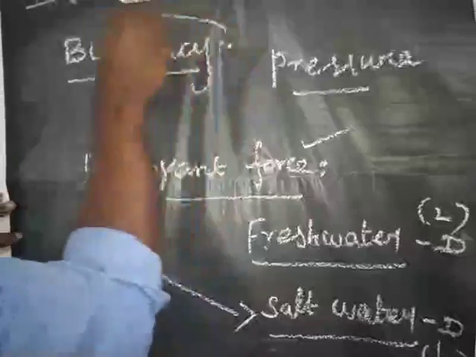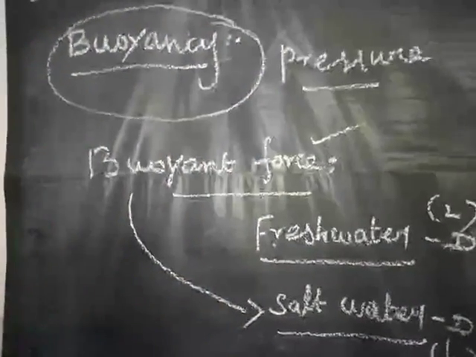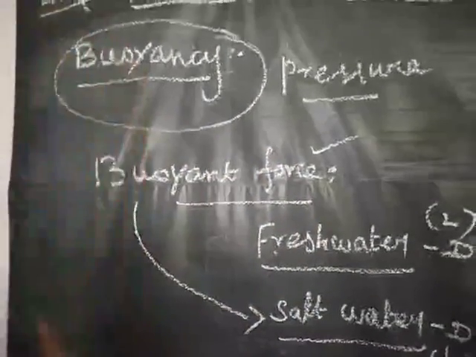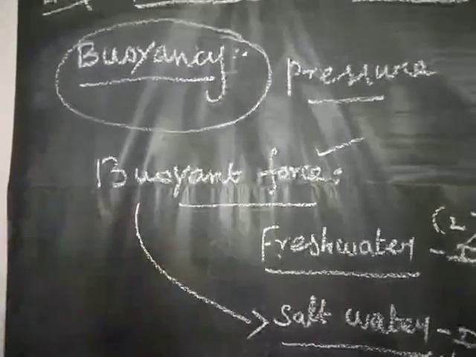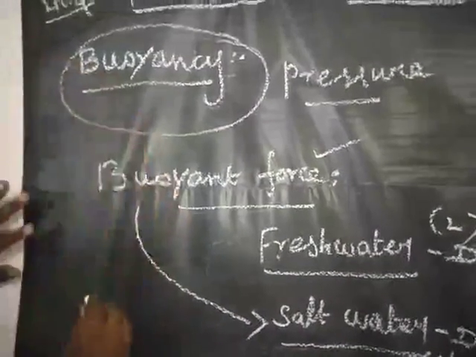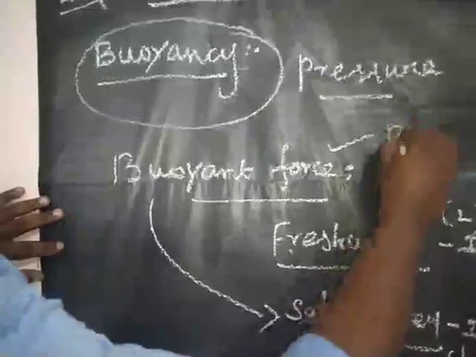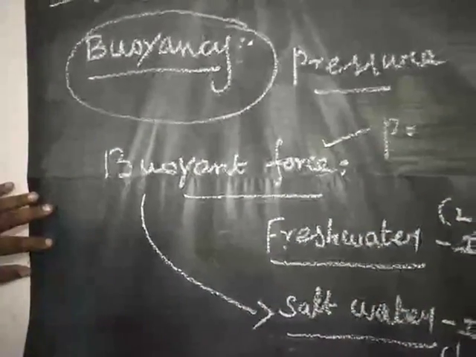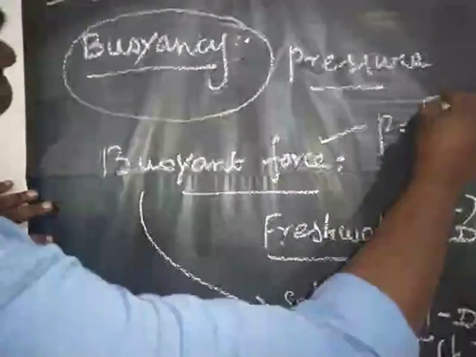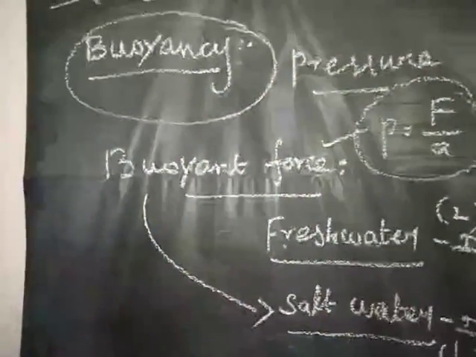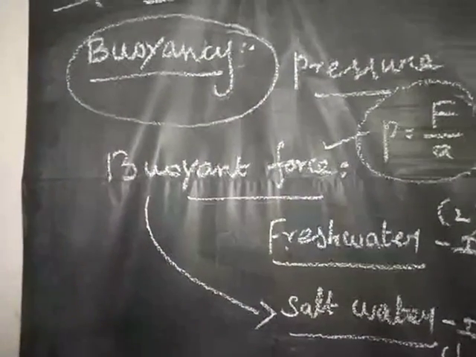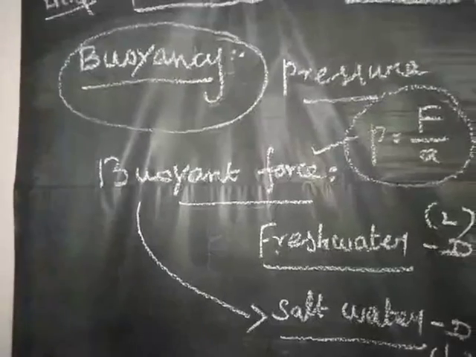So what is meant by buoyancy? The entire phenomenon is called buoyancy. Buoyancy depends upon pressure and density. Already we know pressure is equal to force divided by area. So next, what is meant by a positively buoyant object?